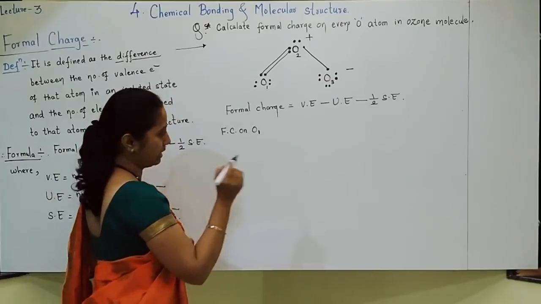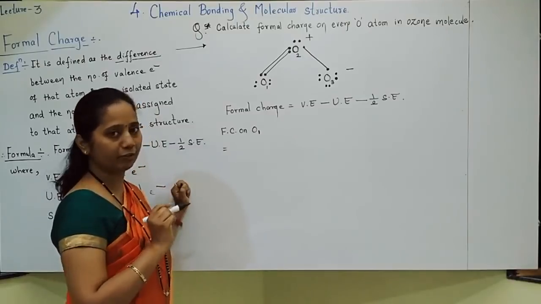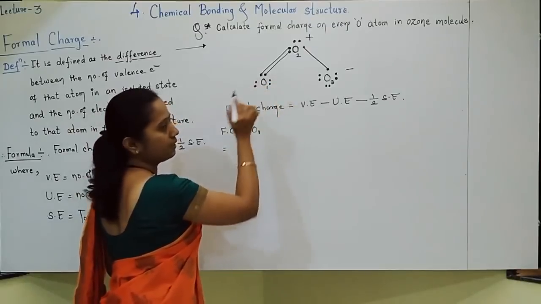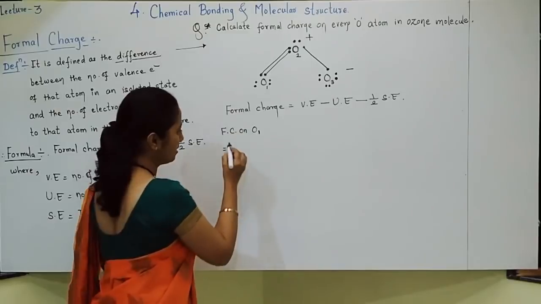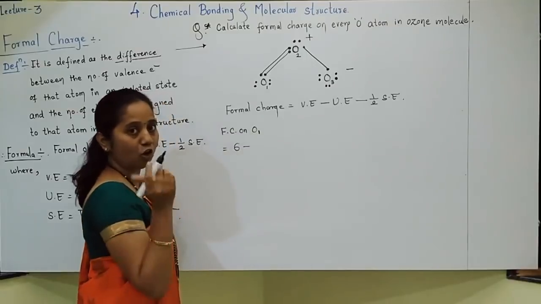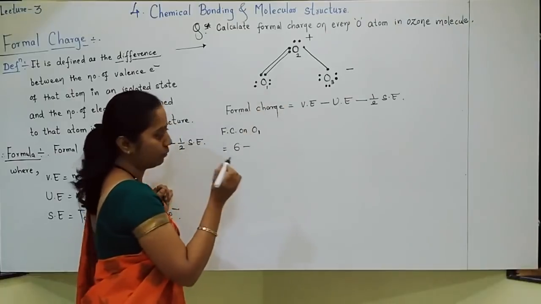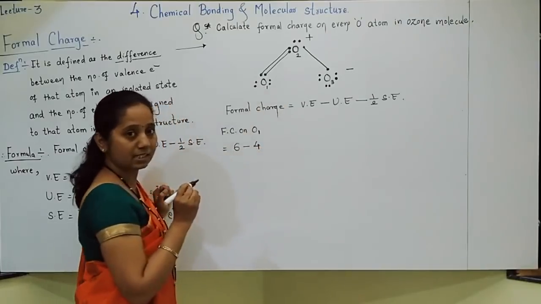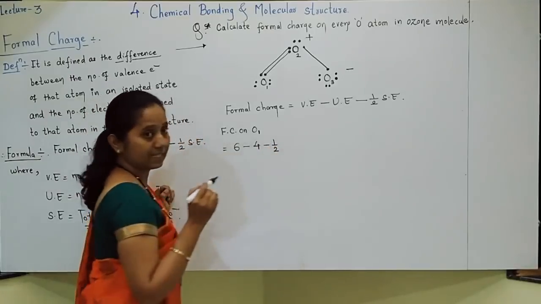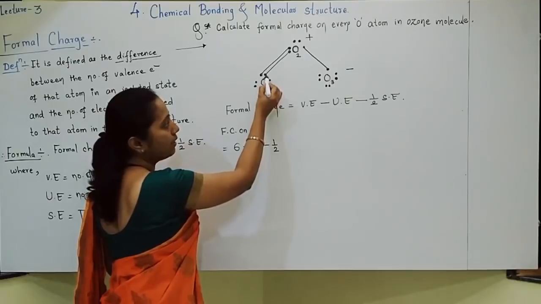Okay students, the formal charge on the first oxygen. You should calculate with me. The first oxygen is this oxygen. Yes. How many valence electrons are there? Every oxygen has 6 valence electrons. So I am writing valence electrons 6 minus unshared electrons, electrons which are not shared. You can see that these 4 electrons are not shared at all. So I am writing 4 unshared electrons, minus again half SE. SE means shared electrons. How many electrons are shared, students? You can see very well that 2 electrons are shared.